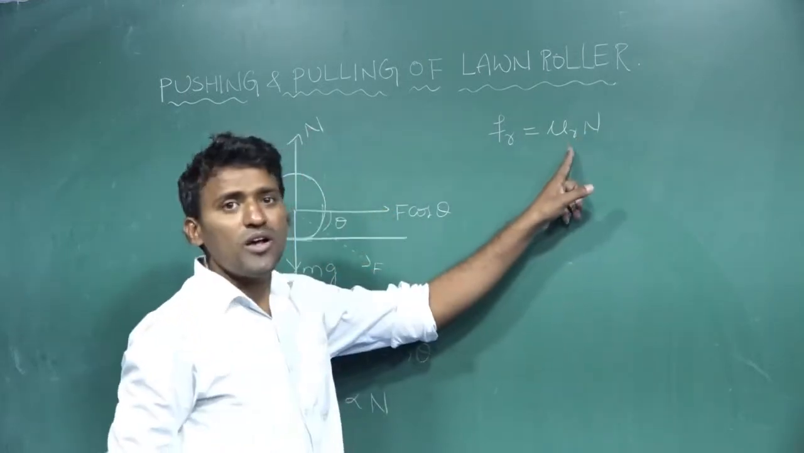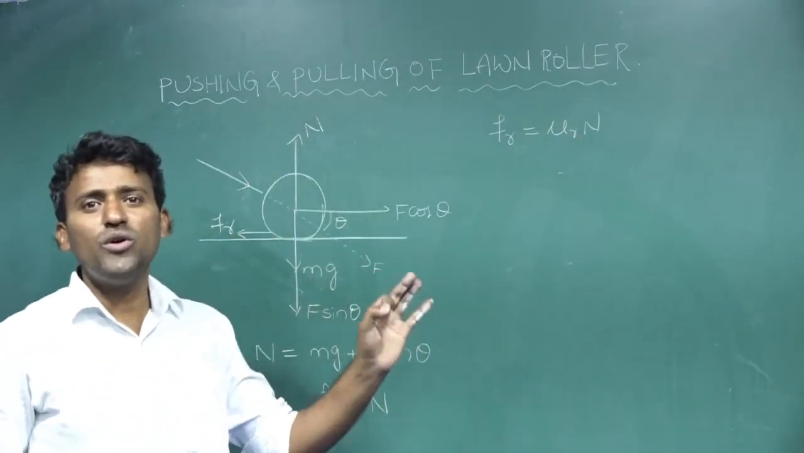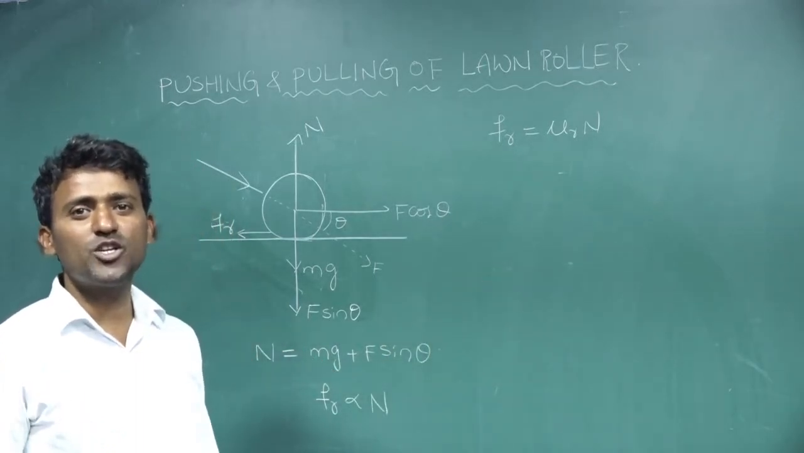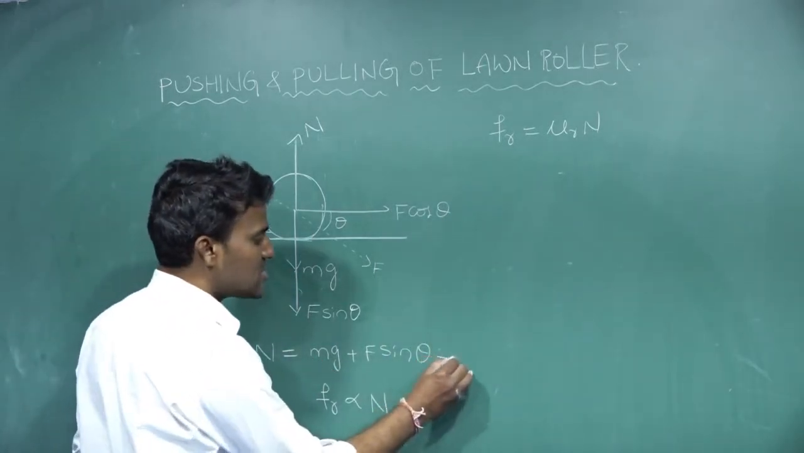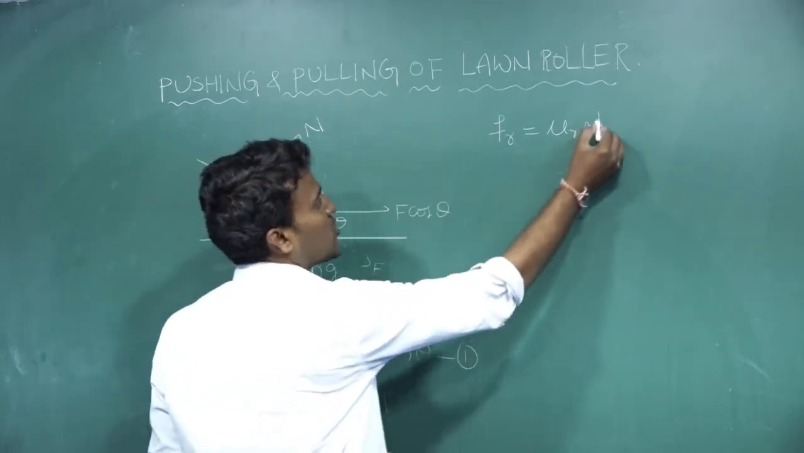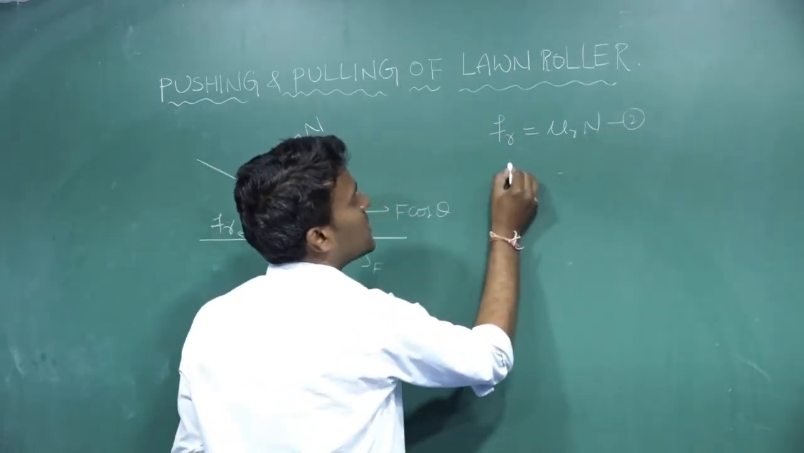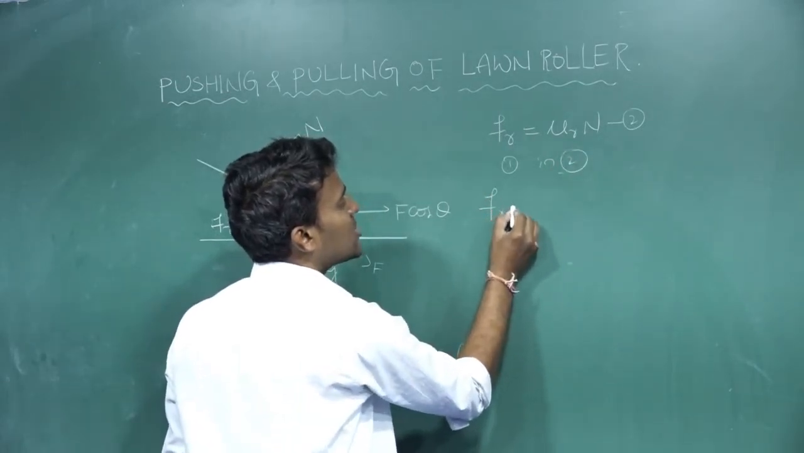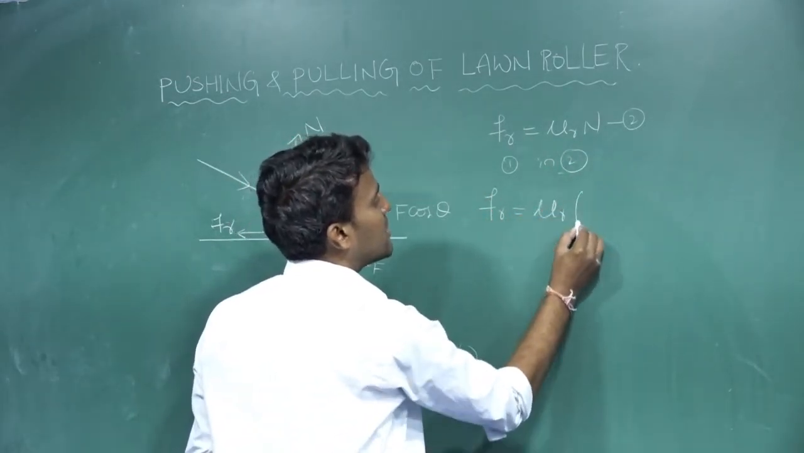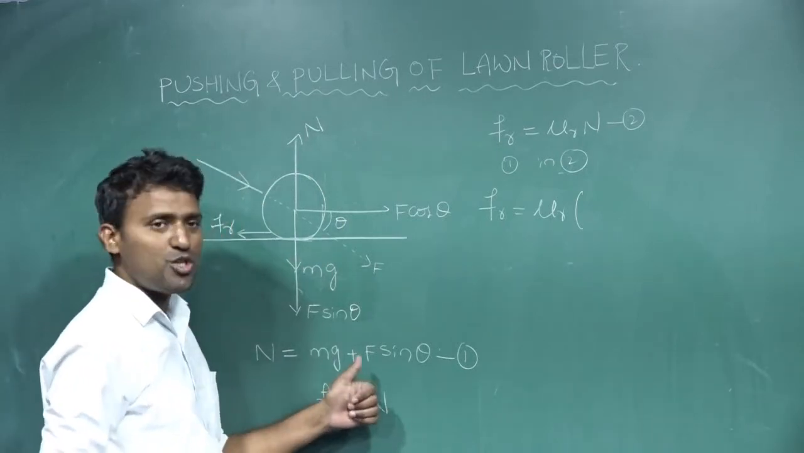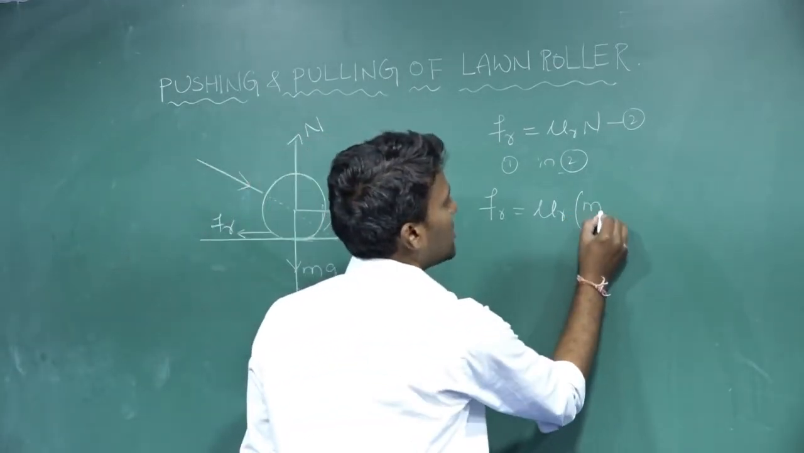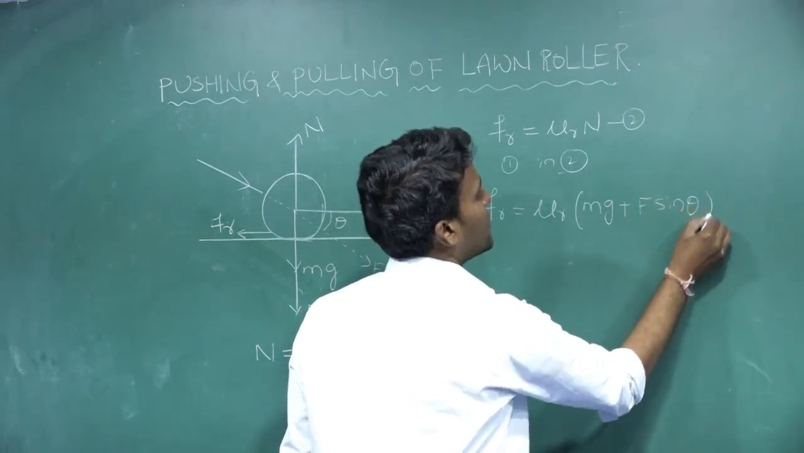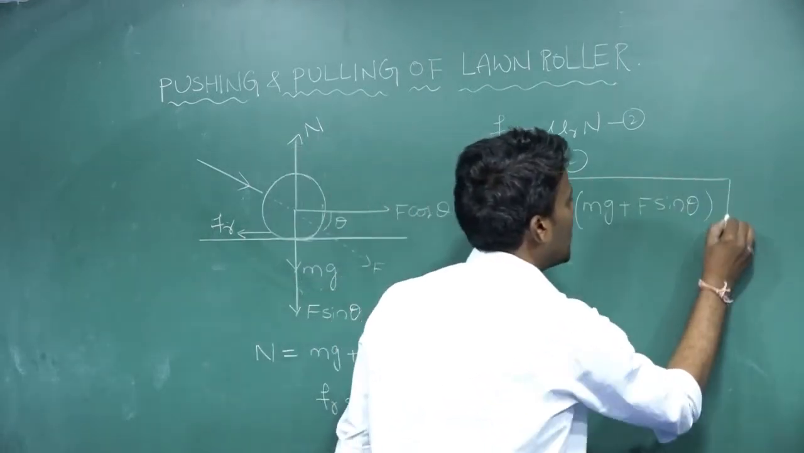What is mu r? Mu r is the coefficient of rolling frictional force. And this is equation 1. Substitute equation 1 in equation 2. Fr is equal to mu r into N, which is mu r into (mg plus F sin theta). Okay, this is one equation.